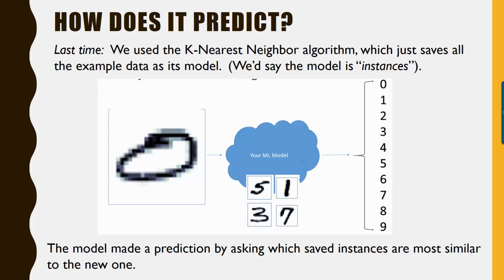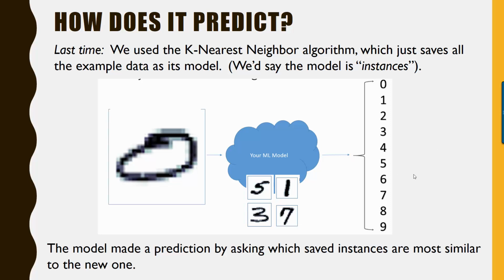Okay, so still in review mode, when we did the k-nearest neighbor algorithm, the representation that the k-nearest neighbor model used was just saving all of the training data. So we'd say that the representation was instances because it literally just saved all of the instances. And then the way that it made its prediction based on that was when you feed in an unknown input, it just compares that unknown input to all of the instances it saved and asks which ones is it most similar to. And whichever ones are most similar, the model predicts that the unknown input is the same category as whichever ones it was judged to be similar to.